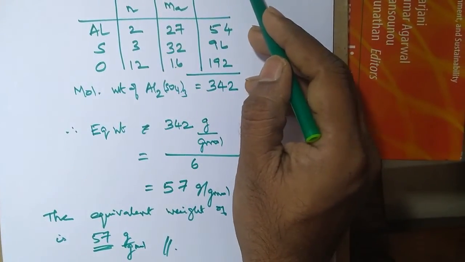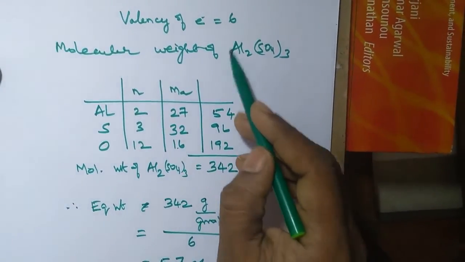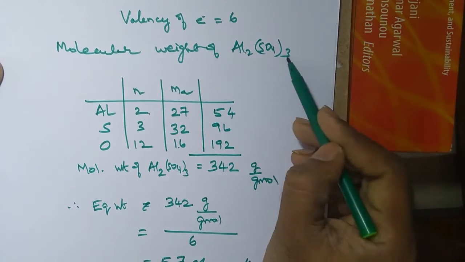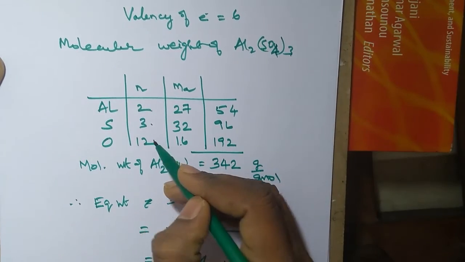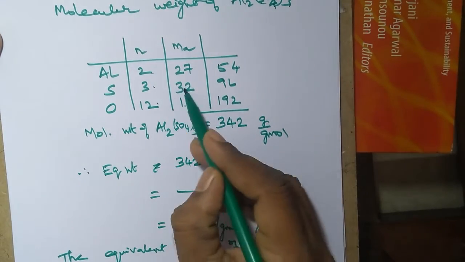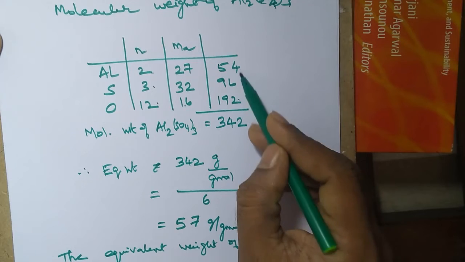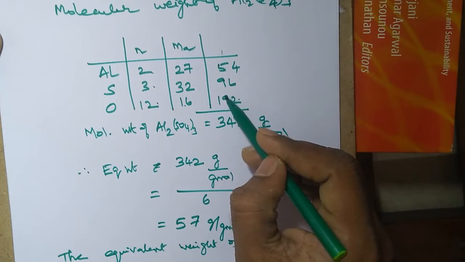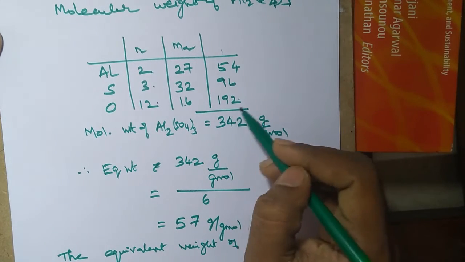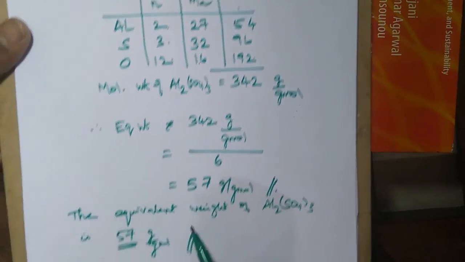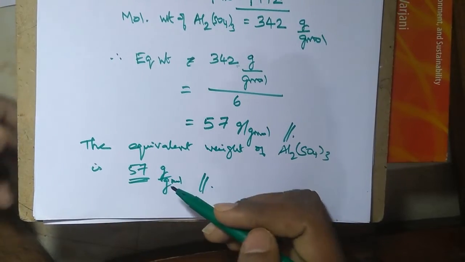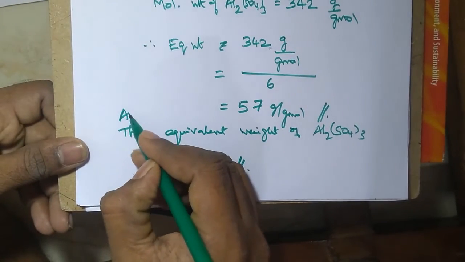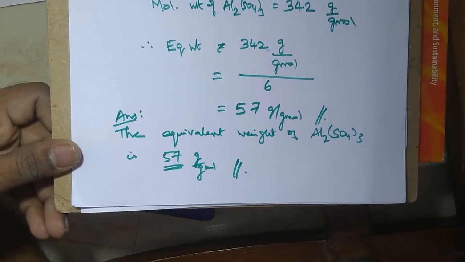So we were asked to find the equivalent weight of aluminium sulfate. So we have first found out the molecular weight of aluminium sulfate, Al2(SO4)3. So we have determined the molecular weight by multiplying the number of elements in the molecule and atomic mass. We got 342 grams per gram mole. Then dividing the molecular weight by valence, we got the equivalent weight. So the equivalent weight of aluminium sulfate is 57 grams per gram mole.